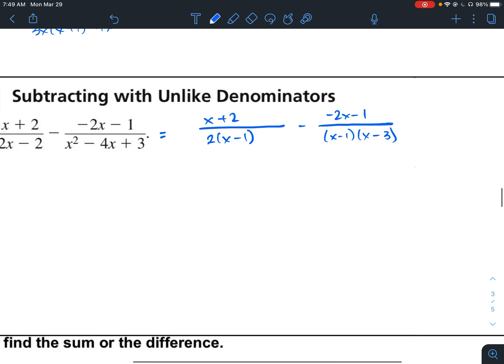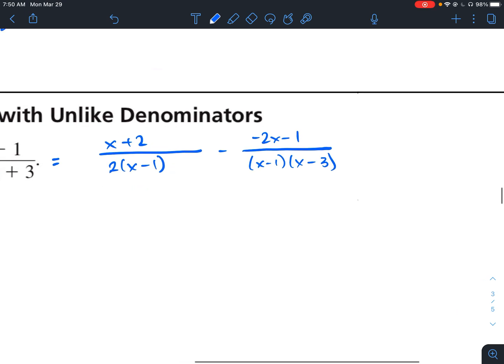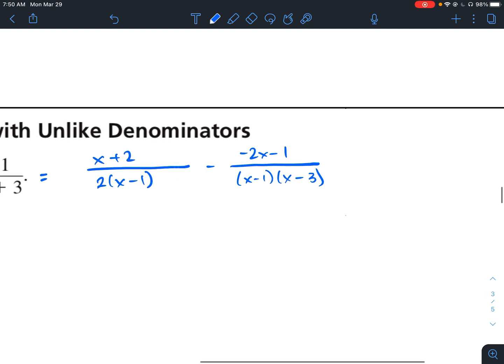So if I take a look at my factors and my denominators, think about what each one needs to be common. If it helps, list all the factors. I have a factor of 2, a factor of x minus 1, and a factor of x minus 3. These are all my factors in both denominators. So both denominators need all 3 if I'm going to subtract them.